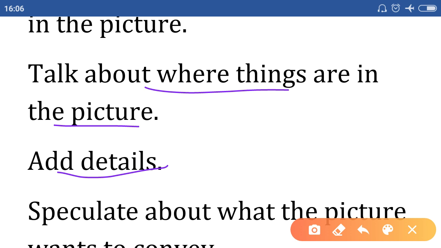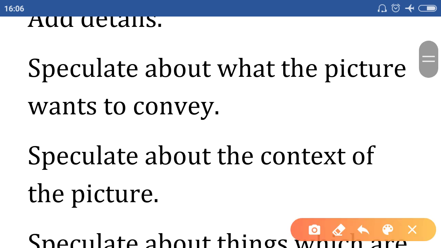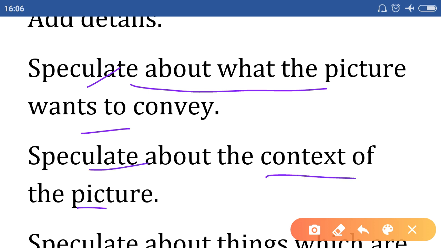Okay, here I'm just going to tell you some points so that you can keep in mind these points and describe the picture. Speculate about what the picture wants to convey. Means by looking at the picture you can guess. Speculate means guess what it wants to convey. Then speculate about the context of the picture. Means in which context the picture is depicting the views, or in which context it is given and what it wants to convey, right?